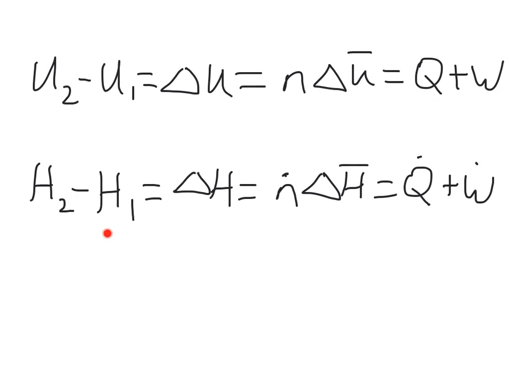H2 minus H1, this is the change in enthalpy for a system, and that can often be written as n dot, which is the flow rate of the material, times the delta H bar, and the delta H bar is the enthalpy per mole, and that's equal to Q dot plus W dot.